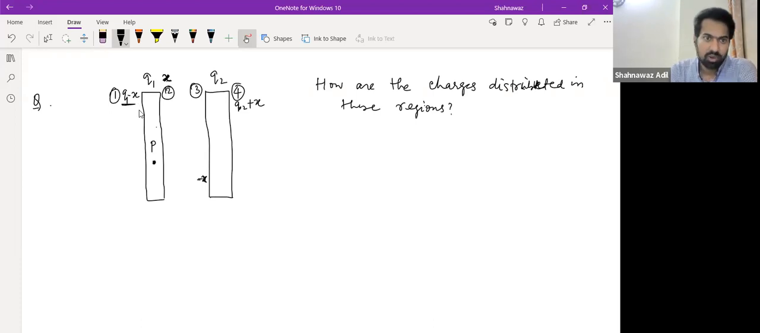So what would be the electric field due to this Q1 minus X charge? Right or left? Right. This would be E1. And what would be the electric field due to this X charge, Faiza? Right or left? At this point. Left. Absolutely right. So this would be left. This is E2.